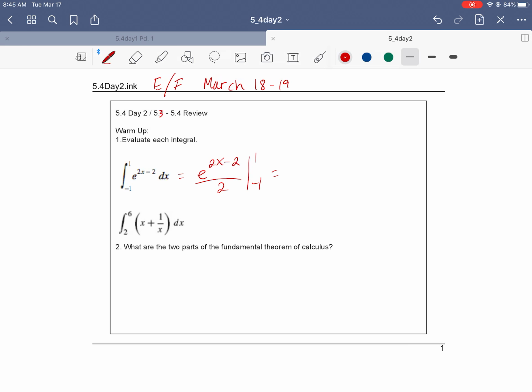Okay, so two parts of the fundamental theorem of calculus. The first one says, if you integrate from a to b of little f of x dx, your answer is going to be big F of b, representing the original function, minus big F of a. The second thing is that if you derive an integral from a until x of f of t dt, deriving and integrating are essentially opposite operations.